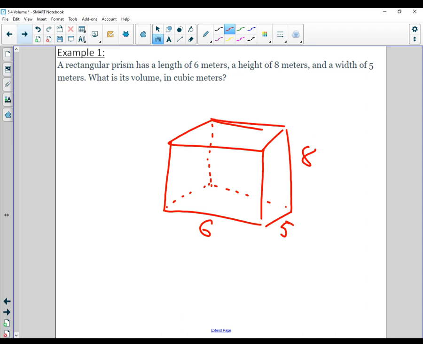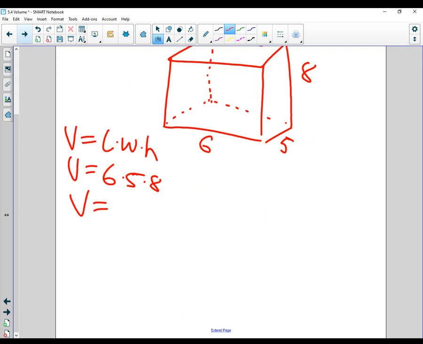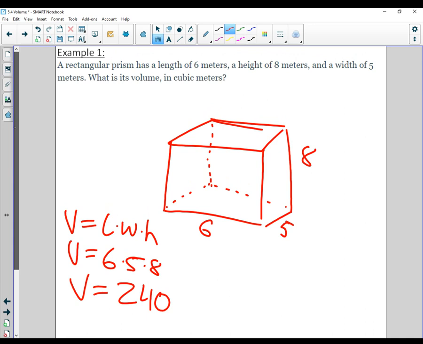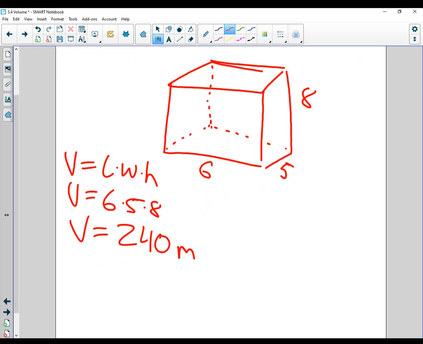Oh, and to find the volume, we just have to do length times width times height, or 6 times 5 times 8. 6 times 5 is 30. 30 times 8 would be 240, right? And then what was this in? This is in meters, so cubic meters.